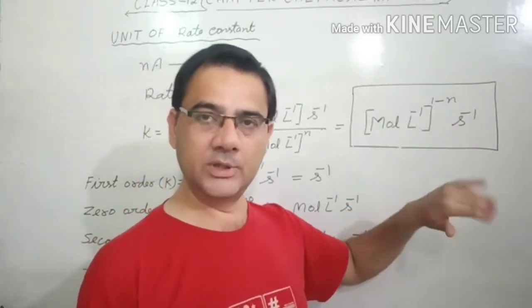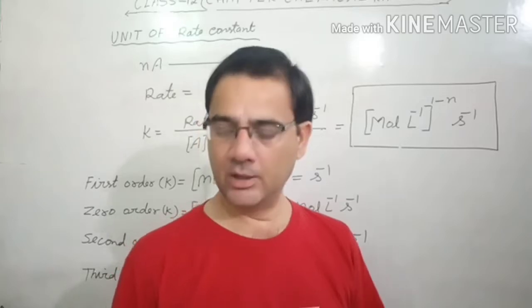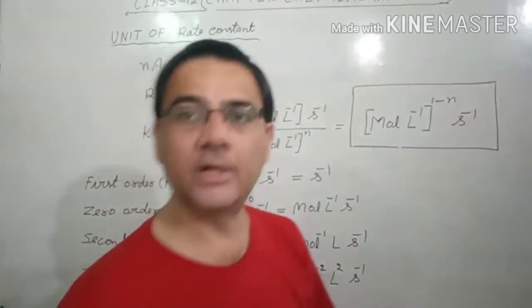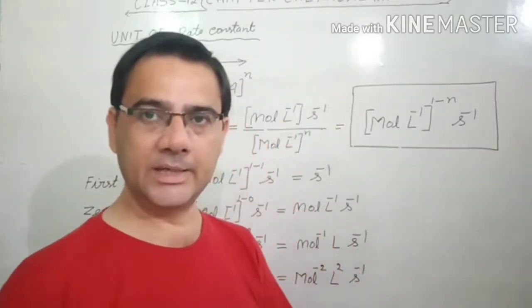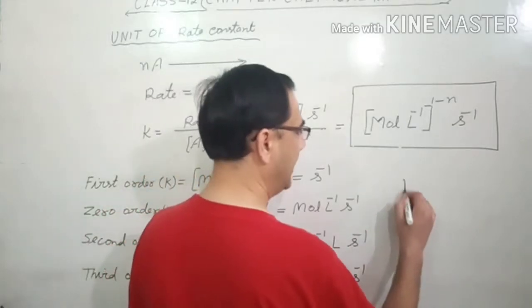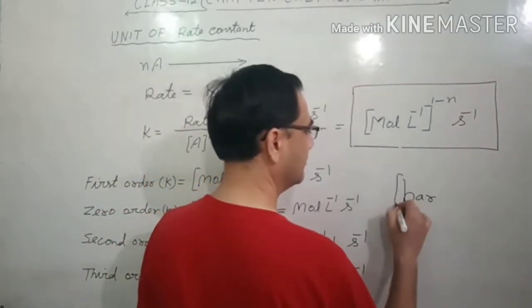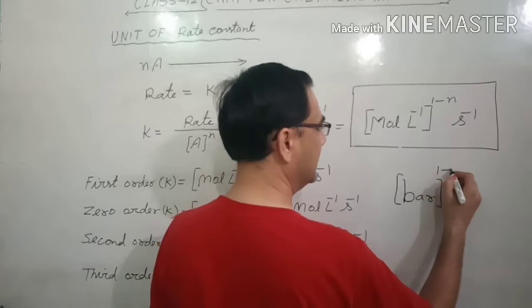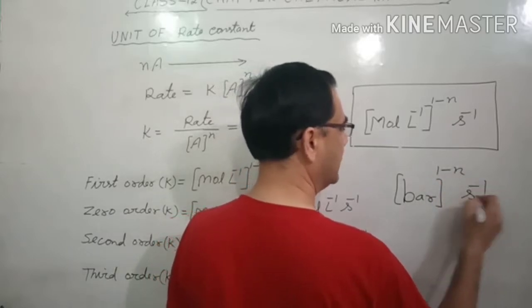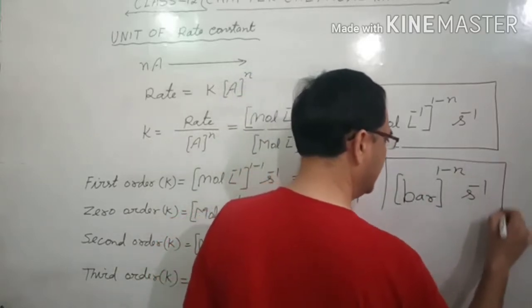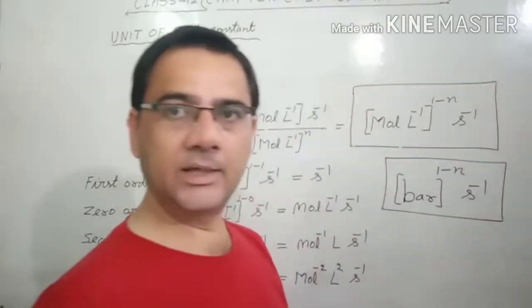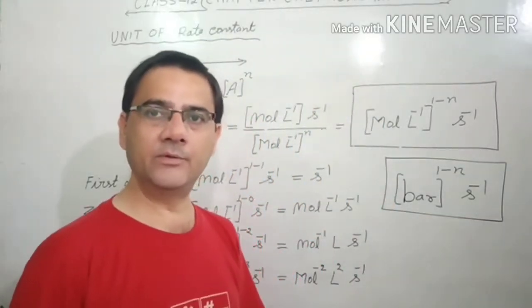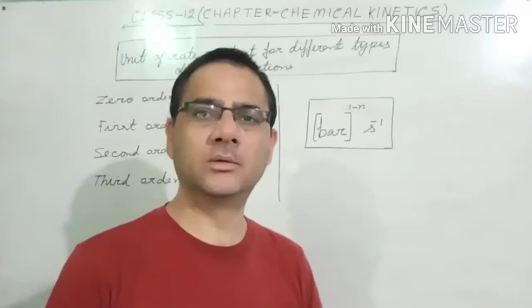So what will be the general expression to calculate the unit of the rate constant for the different kinds of reactions which occur in the gaseous form? That will be bar^(1 minus n) per second. This expression is for gaseous reactions when we find out the unit of rate constant.